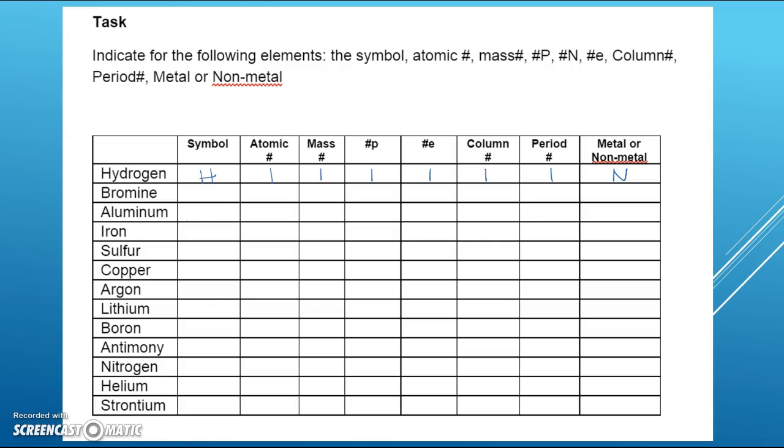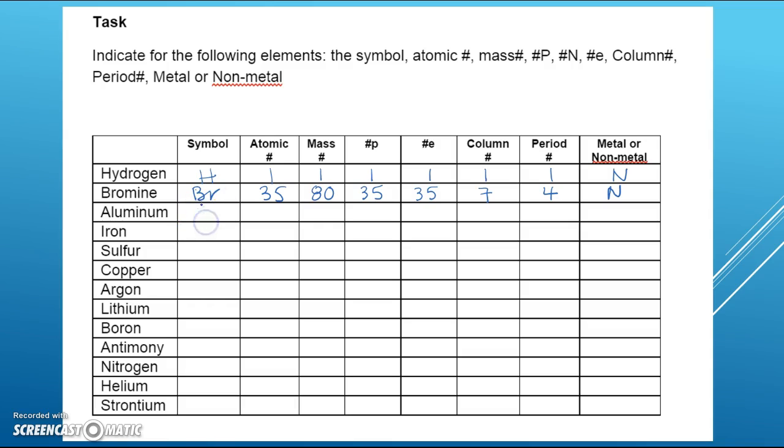So bromine, the symbol for bromine is Br. The atomic number for bromine is 35. Again, the smaller of the two. The mass number is 80, the larger of the two. Since the atomic number is 35, you know that the number of protons is 35 because the atomic number is the number of protons. We're assuming it's neutral, so we're going to have 35 electrons. Bromine is in column 7 and period 4. It is a non-metal. It's to the right of those steps.